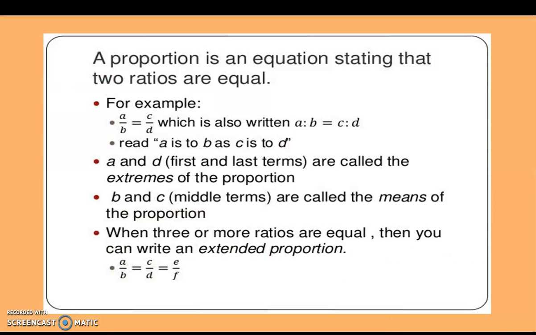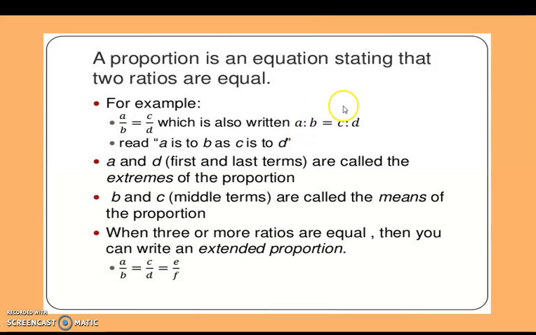Now let's come to proportion. A proportion is an equation stating that two ratios are equal. For example, A upon B is equal to C upon D, which can also be written as A:B is the same as C:D.